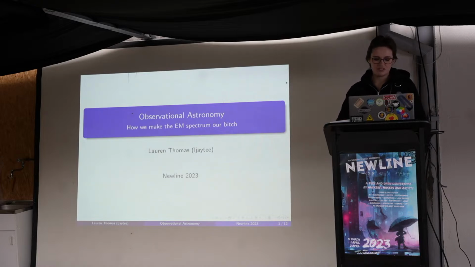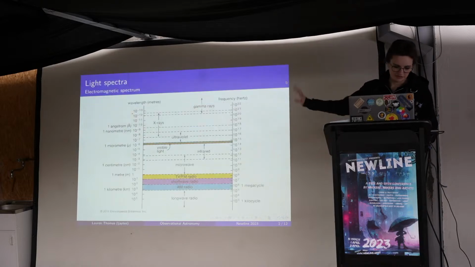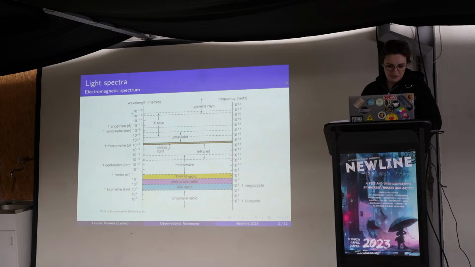My aim with this talk is to explain the techniques that observational astronomers use to probe the universe, otherwise known as how we make electromagnetic radiation our bitch, hence the title, and how this relates to my own research in cosmology. Okay, so the main way that we do this is through light spectra.